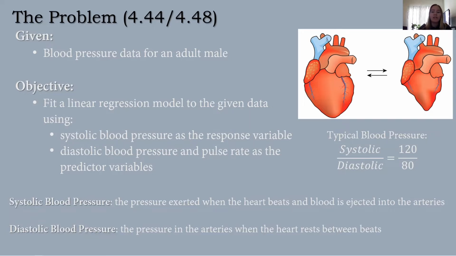It is important to understand a bit about the background of our problem so that we know exactly what kind of solutions we're looking for when we're solving the problem. So I went ahead and included these definitions. Systolic blood pressure is the pressure exerted when the heart beats and blood is ejected into the arteries. And diastolic blood pressure is the pressure in the arteries when the heart rests between beats. And we can see those here.